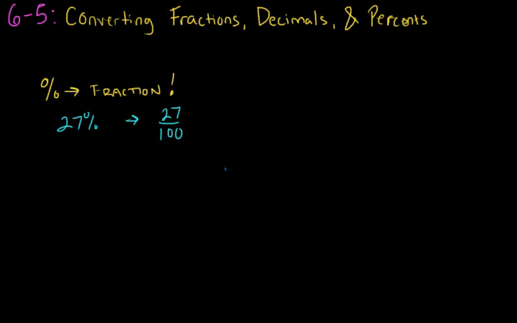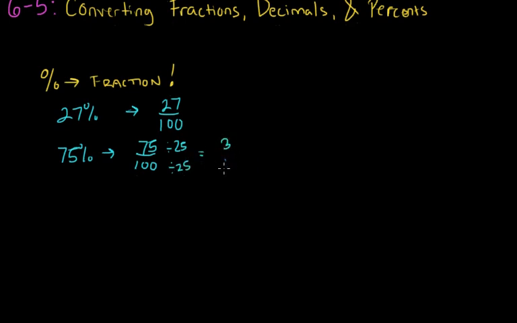Okay, let's do another one, a really common one actually, 75%. Well, that's 75 over 100, and this simplifies by 25. So that would be 3/4. So 75% as a fraction is 3/4. 27% is 27 over 100. So all you do is you put over 100 and simplify if possible. That's it. That's all there is to it.